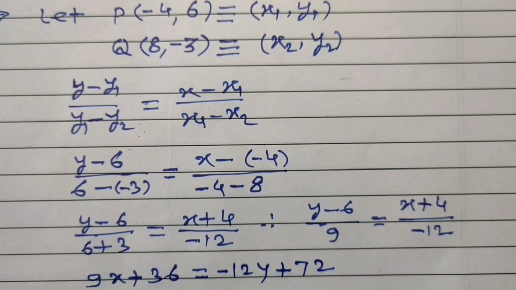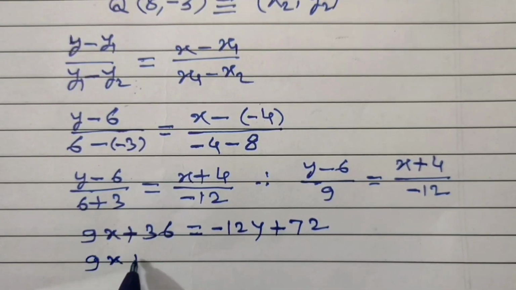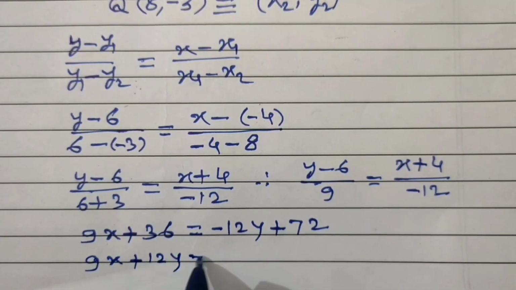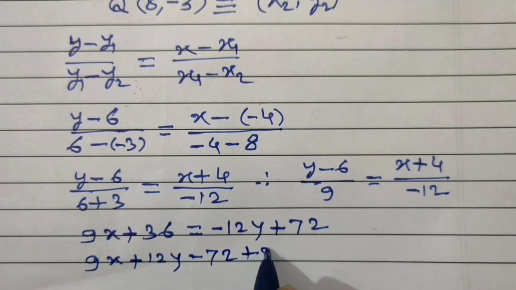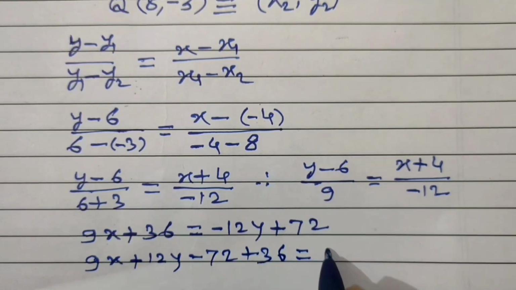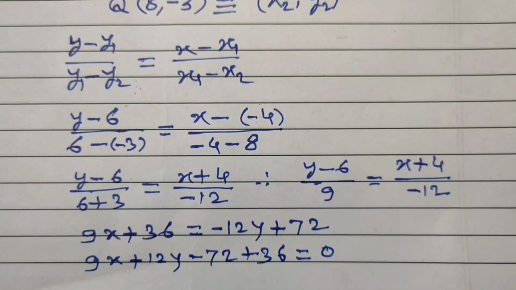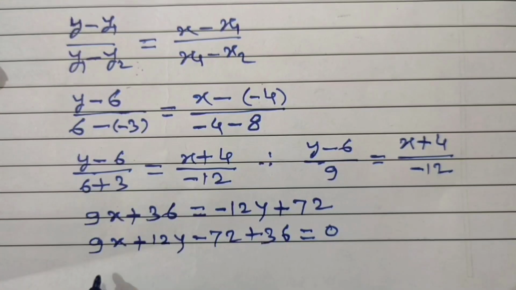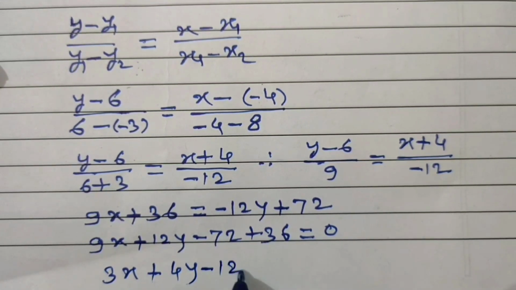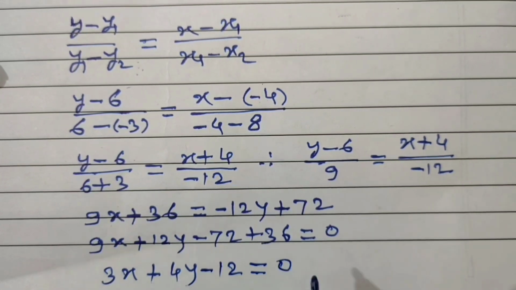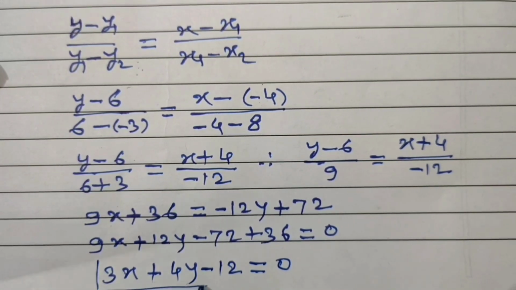Take all terms on one side. Hence 9x + 12y - 72 + 36 is equal to 0. Taking 3 common and adding -72 with 36, that gives the equation 3x + 4y - 36 divided by 3, that is -12, is equal to 0, and which is the required answer.